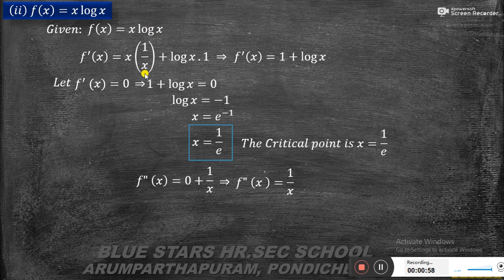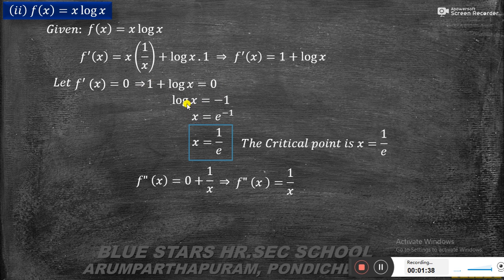The differentiation of log x is 1 by x, plus next log x, and the first function, x, I differentiate. The differentiation of x is 1, so x cancelled. Therefore f dash of x equal to 1 plus log x. This is f dash of x. So the next step, I take f dash of x equal to 0, which means 1 plus log x equal to 0. The plus 1 goes to the right hand side as minus 1, sign change.